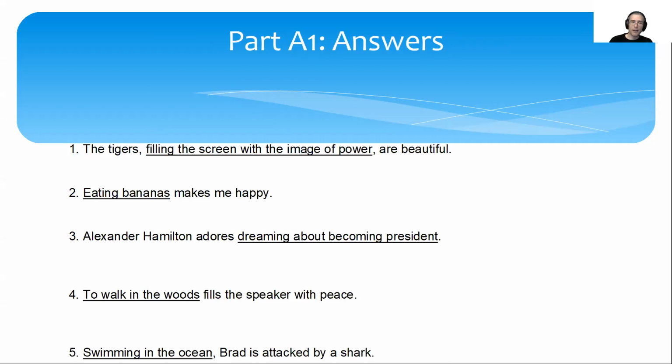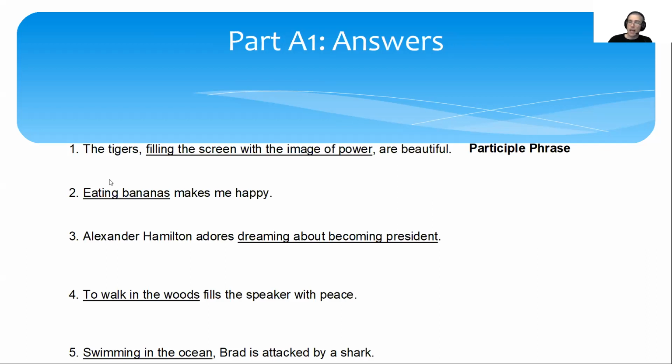All right, now that you're back, the first example is a participle phrase. The tigers filling the screen with images of power. Remember, filling the screen with images of power acts like an adjective. It describes what the tigers are doing. So it's a participle phrase. It has the verb form plus ing.